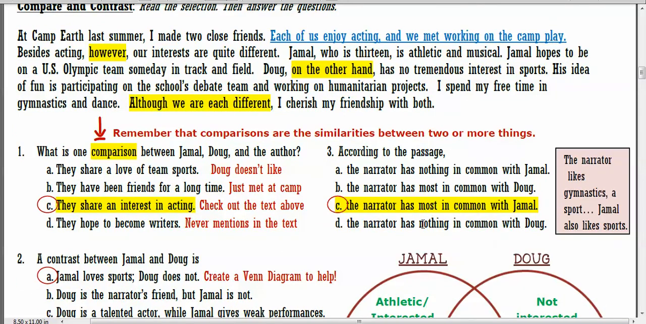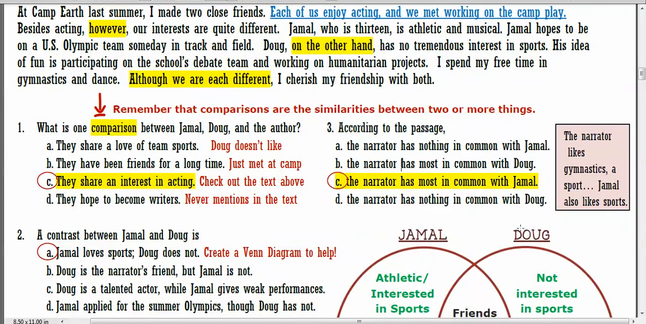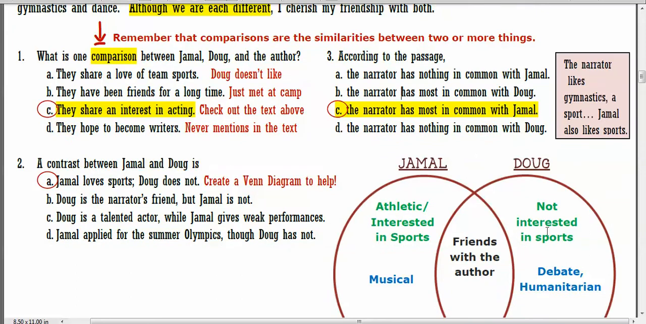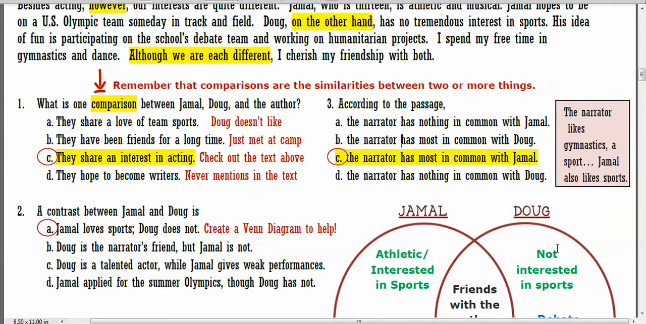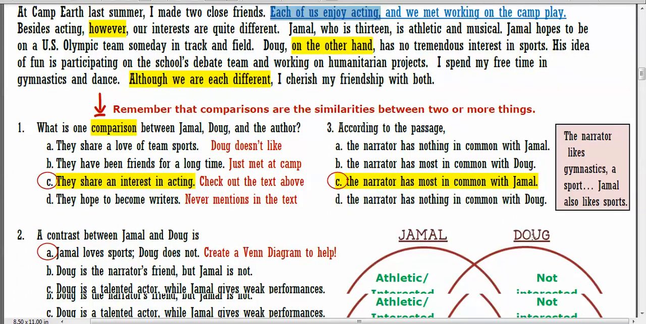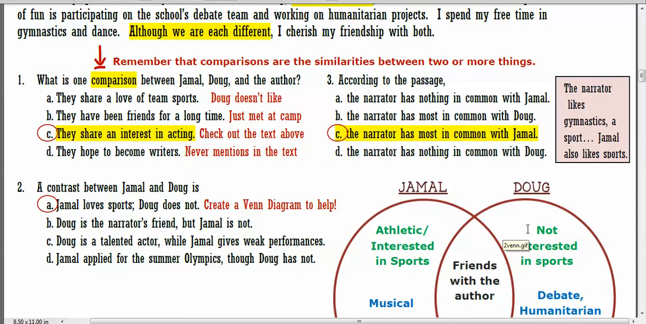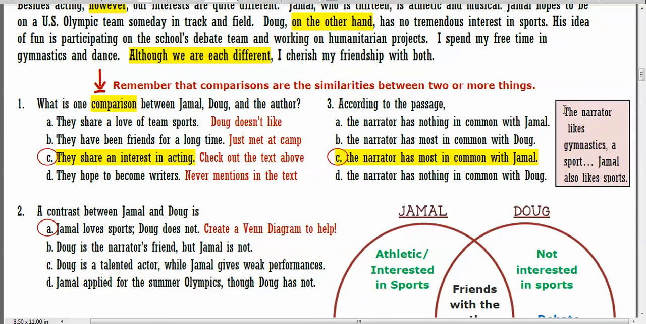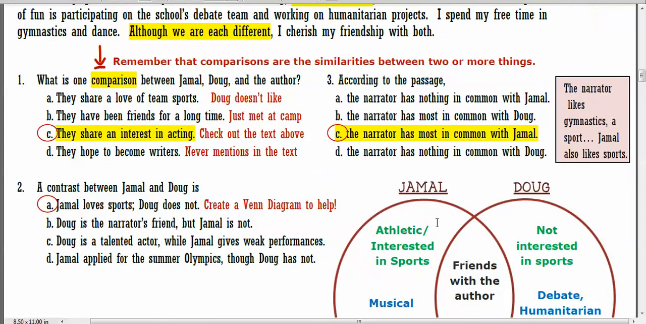If you look at D, the narrator has nothing in common with Doug. Here's the reality: they're all friends, and they all enjoy acting. The narrator has something in common with Doug. But if you look at C, the narrator has the most in common with Jamal. I think this is probably our best bet answer. The narrator likes gymnastics, a sport. Jamal also likes sports. So in addition to liking acting, the narrator also likes sports, which is something that Jamal has in common with the narrator.